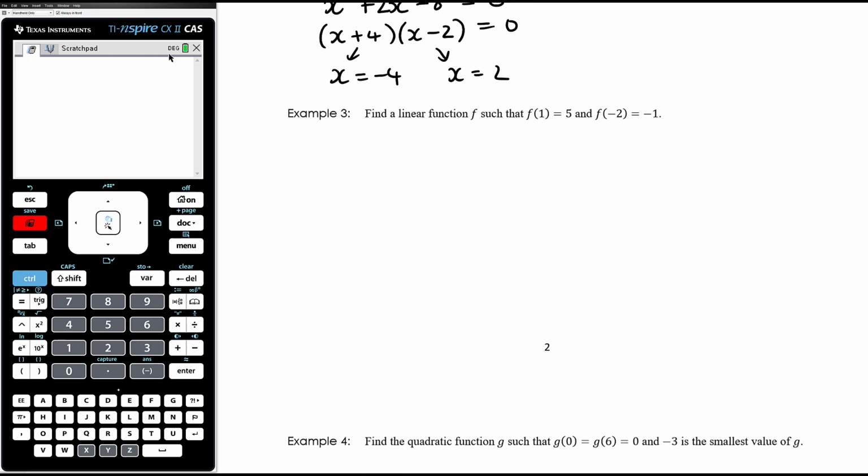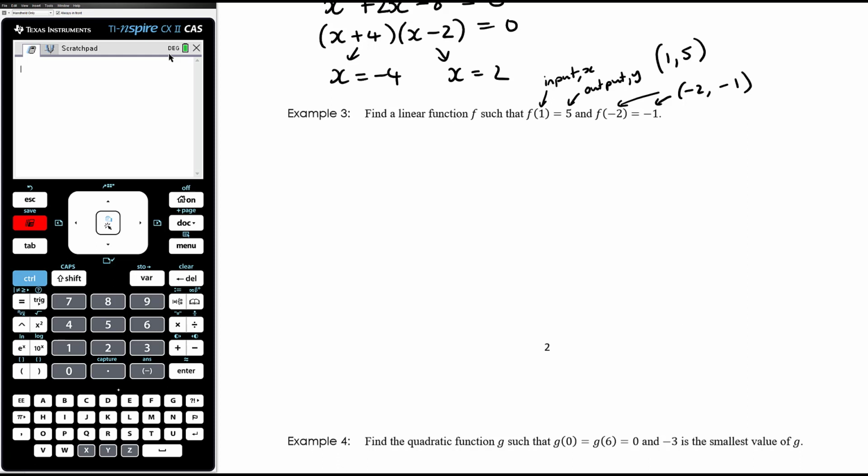Okay, let's solve some problems involving function notation. So here we want to find a linear function f such that f of 1 is equal to 5, and f of negative 2 is equal to negative 1. So this is telling us that for this function, when the input is 1, the output is 5. So the graph goes through the point 1, 5. This tells us that the graph goes through the point negative 2, negative 1. When the input's negative 2, the output is negative 1.